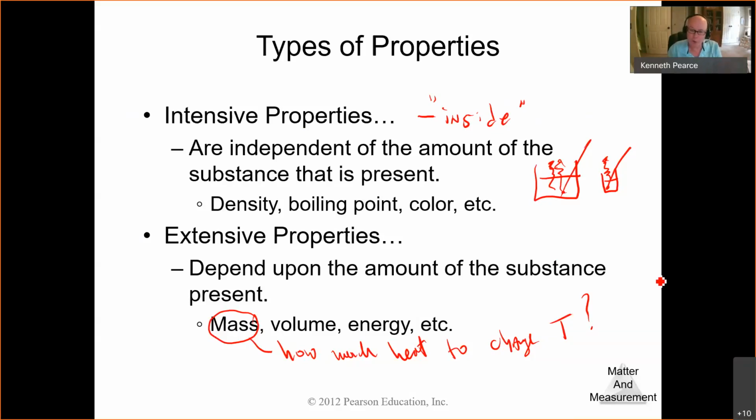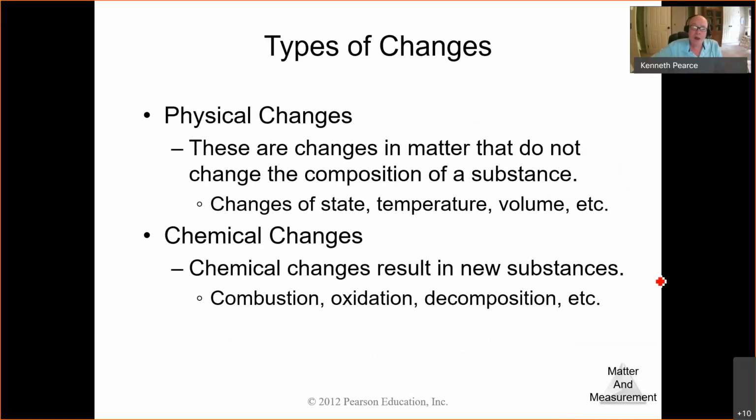If you have a big pot of water versus a small pot of water, the extensive property on that particular stove would be how long does it take to reach a boiling point? How long does it take to heat it up? Well, if you got a big pot of spaghetti water versus a little pot for making some tea, the spaghetti water is going to take a lot longer. That's an extensive property. It does matter how much you have.